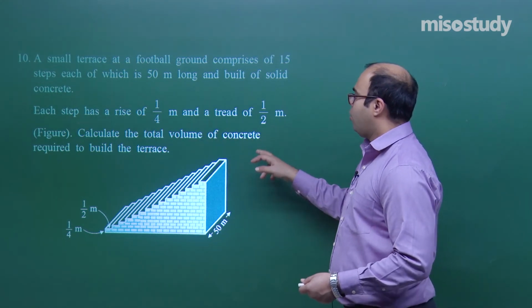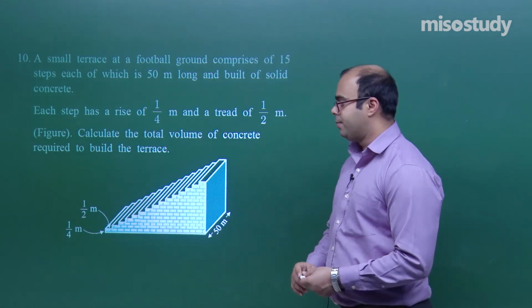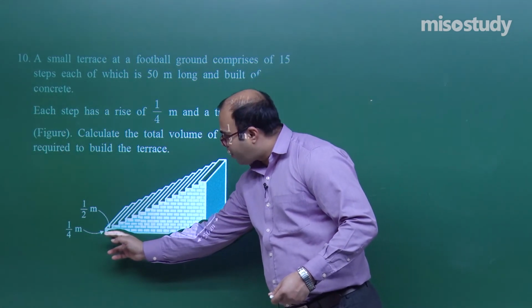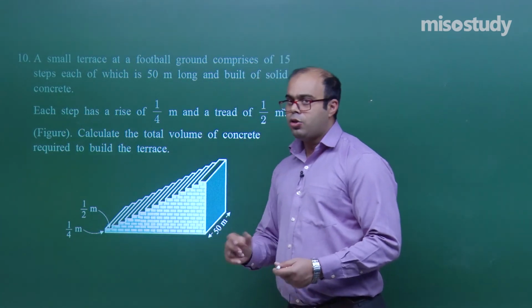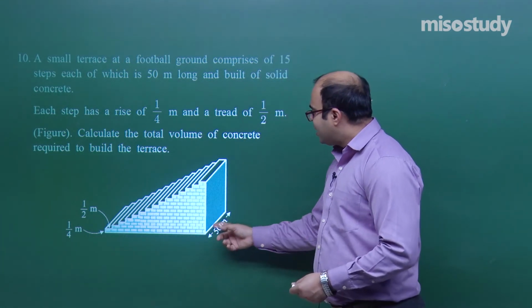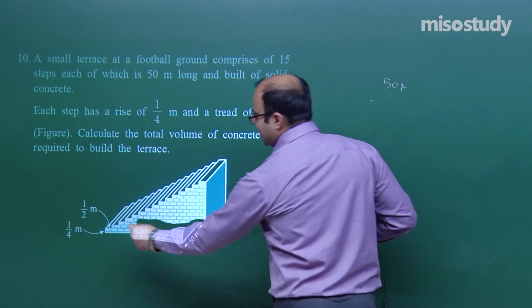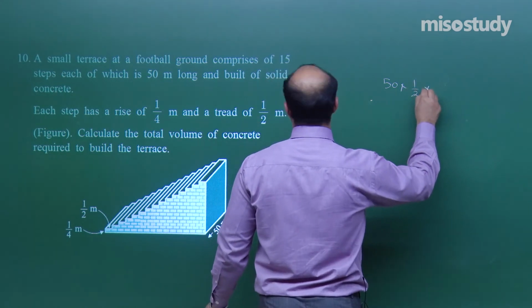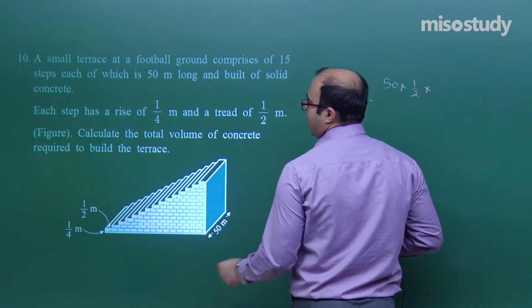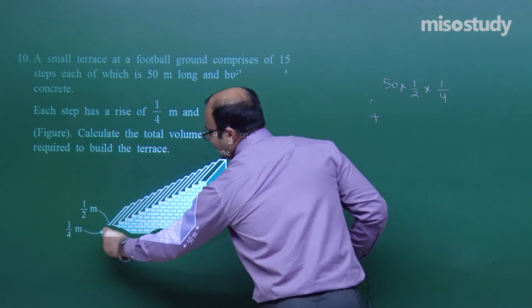Calculate the total volume of concrete required to build the terrace. So the whole volume of this concrete we have to find. This first part is a cuboid, having volume length into breadth into height. Length is 50 meter. If you observe, the width of this is going to be half meter, that is the tread which we have seen here, and height is 1 by 4 meter. Now this is only the first step volume.